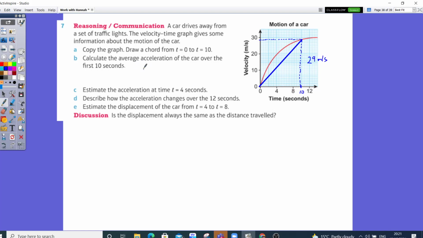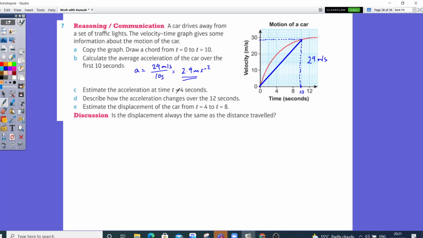So the average acceleration is going to be velocity over time. So it's gone 29 meters per second over, taken 10 seconds to do that. And that will give me 2.9 meters per second per second. Okay, so that's the acceleration from there to there, the average acceleration.